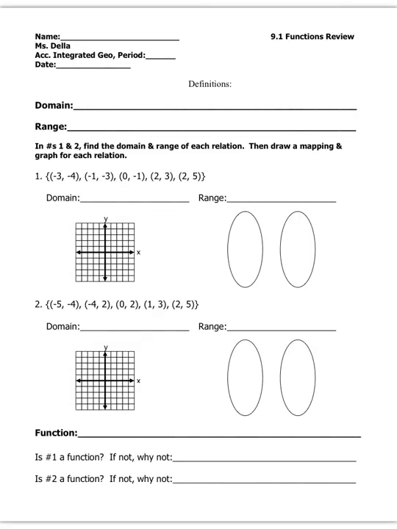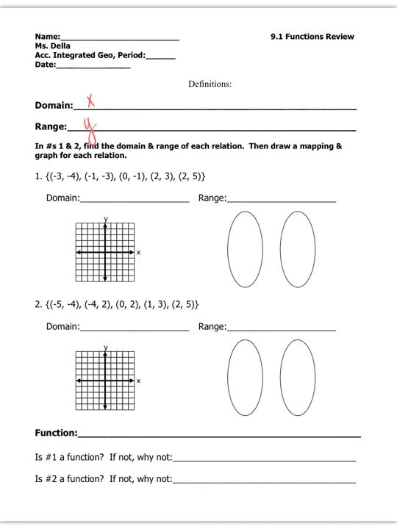Okay, the very first part of your homework assignment asks you to define what domain and range are. Domain is all of the x values of an ordered pair or of a relation, all of the x values in a relation. The range is all of the y values in a relation. That should be pretty easy. Domain is x, range is y.